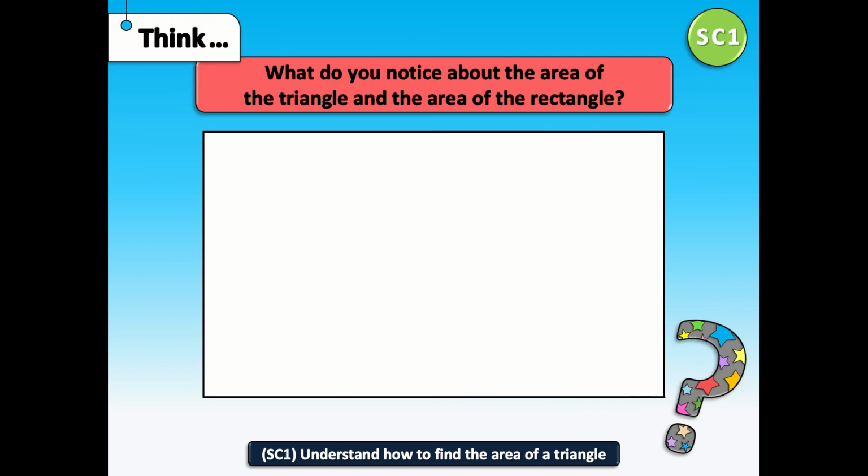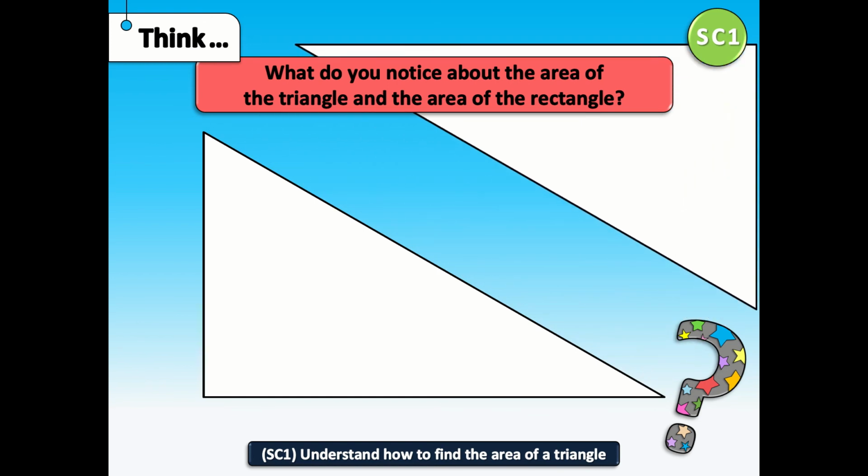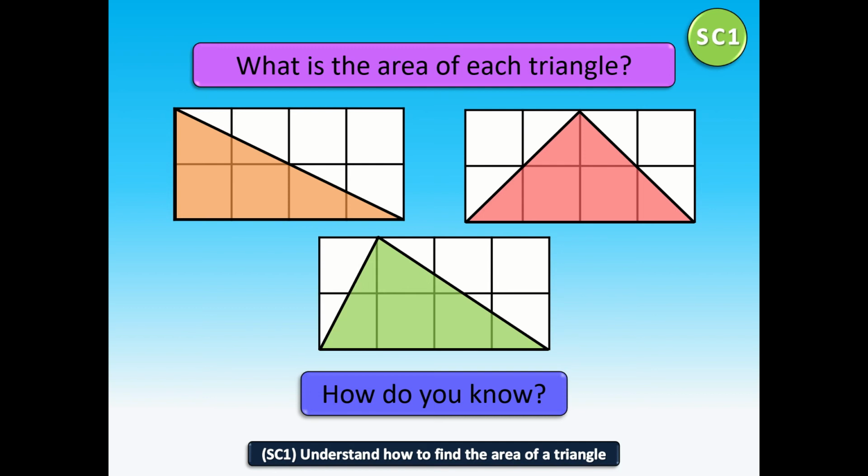So what do you notice about the area of a triangle and the area of a rectangle? Well, if we take this rectangle underneath, this white rectangle, and we cut it in half diagonally, you can see that it makes 2 triangles. That's because the area of a triangle is half of the area of the rectangle that it surrounds.